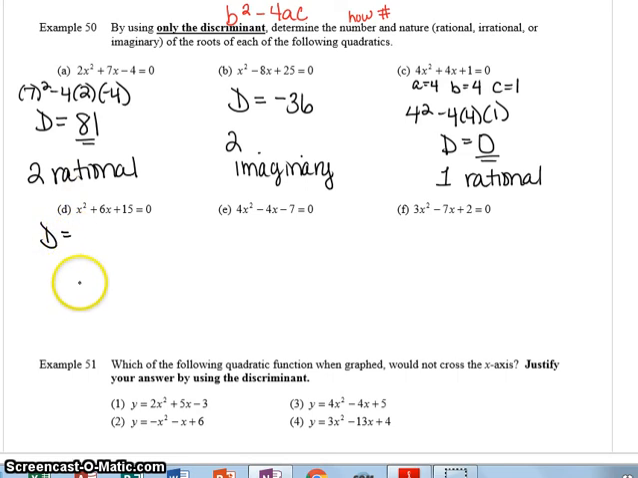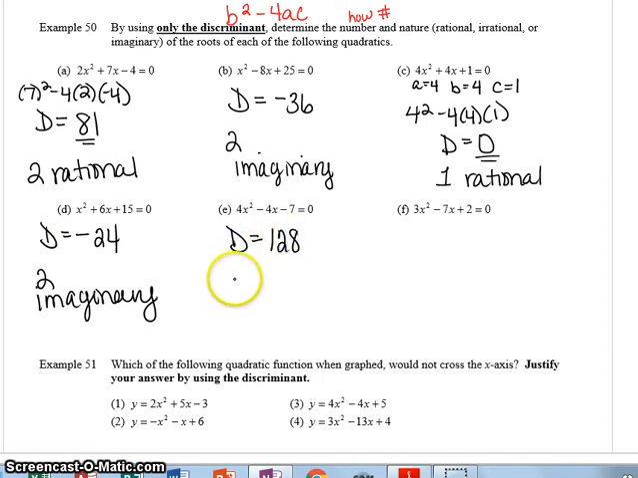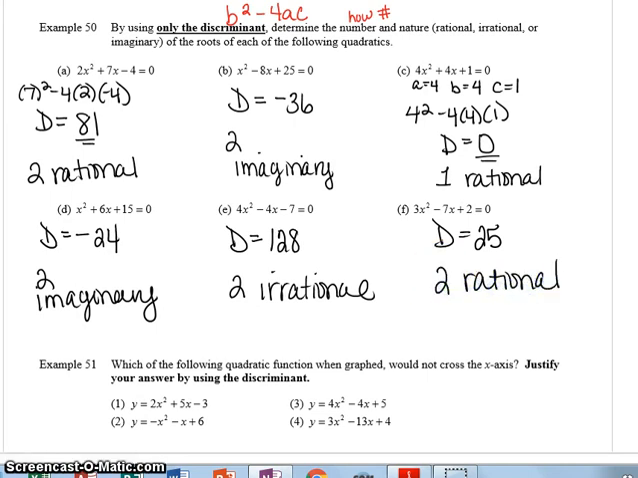D, b squared minus 4ac. My discriminant is going to be negative 24. It is negative again, so there's 2 imaginary. The discriminant for part E is 128. It is not a perfect square, so there are 2 irrational unequal roots. And the last one here, part F, your discriminant ends up being 25. In your head, you say 25 is a perfect square, so there's 2 rational. See how easy that is? There's always only 4 cases.